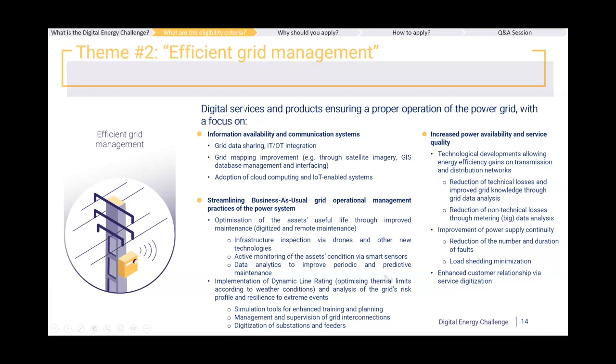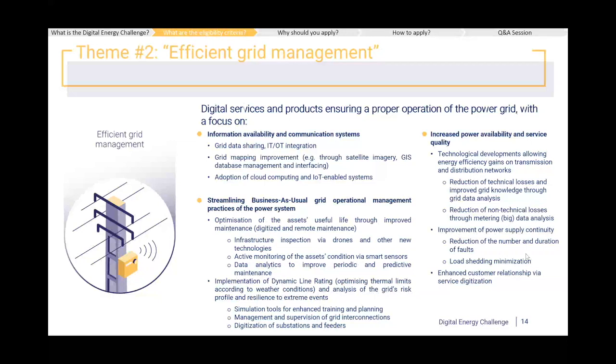The second aspect is about the operational management practices of the power systems. So it could be the implementation of maintenance tools to better optimize the assets' lifetime. It could be about the implementation of tools that analyze the grid's risk profile and better understand some extreme events to get more resilience.